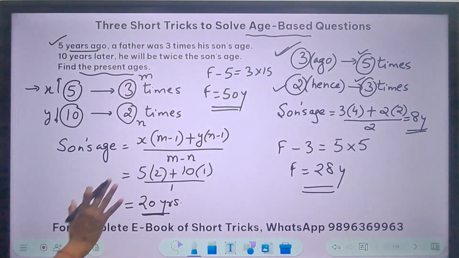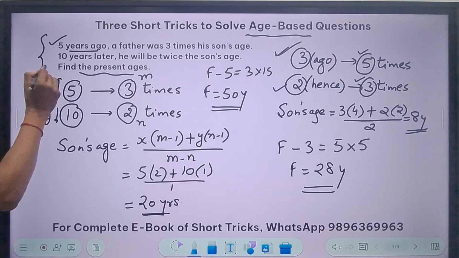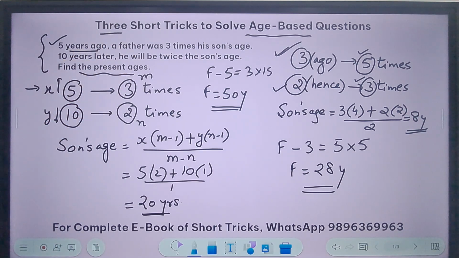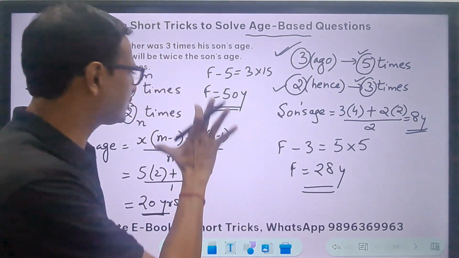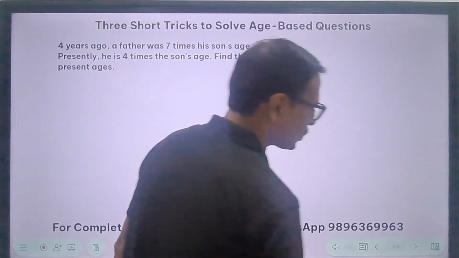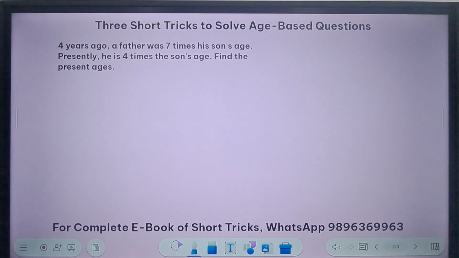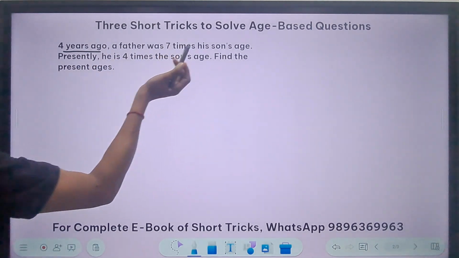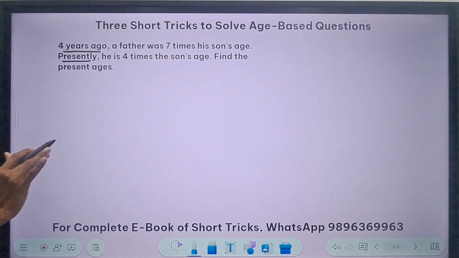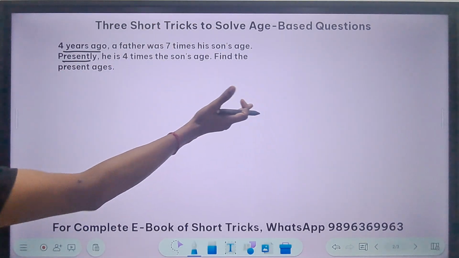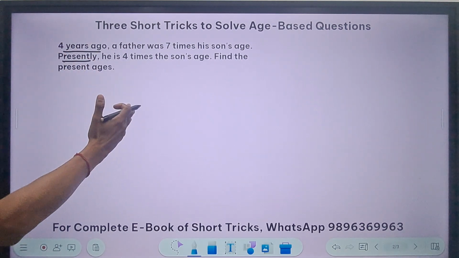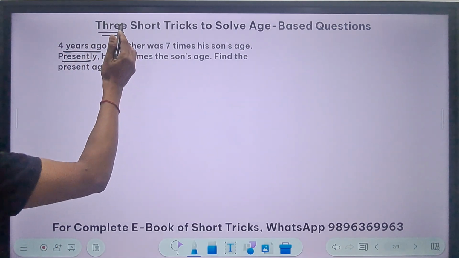Now if you know this short trick, the other two short tricks rather, which I am going to discuss, are going to be really easy and rather easier than this, but this forms the base. Let's see the next one. Here you can see the condition ago is given. So one condition is on ago, 7 times, and then the condition is on present. In the previous question the conditions were ago and after. Now ago and present.